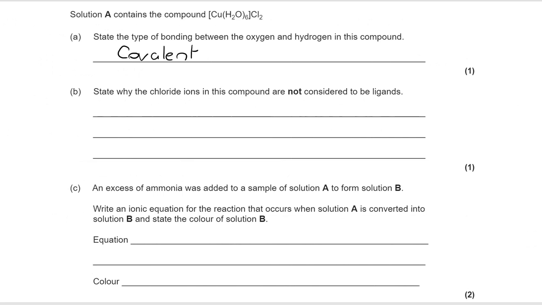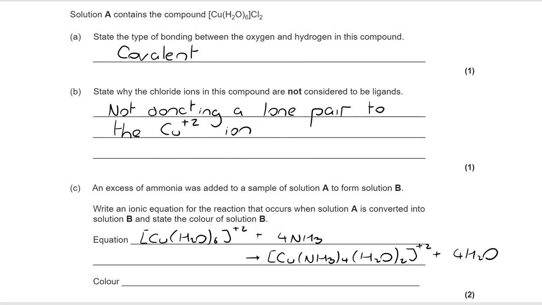covalent bonding. Why would the chloride ions in this compound not be considered ligands? Well, remember that a ligand will form a dative covalent bond. The chloride is not donating a lone pair to the copper 2+ ion. Instead, there's an electrostatic force of attraction between the Cu(H2O)6 2+ and the Cl- ions.